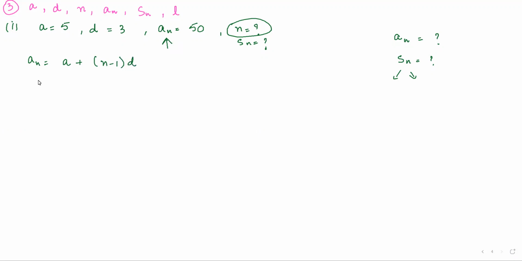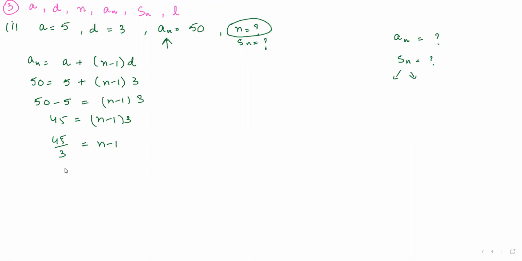Now everything you know. So 50 is equal to a, which is 5, plus n minus 1, and d is 3. So 50 minus 5 is equal to n minus 1 into 3. So 45 is equal to n minus 1 into 3, and then 45 divided by 3 is equal to n minus 1. That becomes 15. And then 15 plus 1 is equal to n. So basically n is equal to 16.